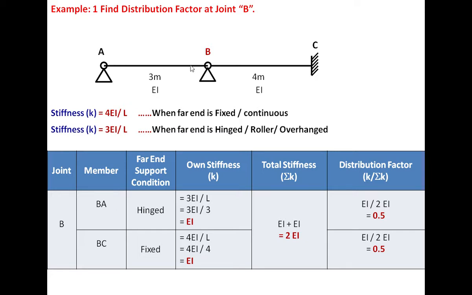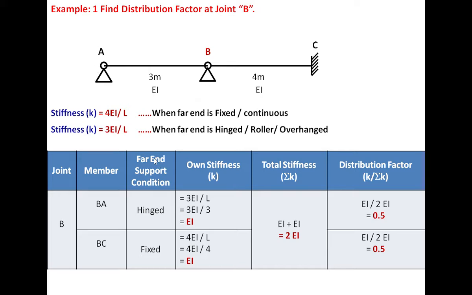One is BA, and from B to C is called BC. So BA and BC are the members meeting at joint B. Now let us say BA, from B, this is the near end, and the far end is A. Now what kind of support is the far end? Far end we know is a hinge, and when the far end is hinged, the stiffness of that member is considered as 3EI by L.